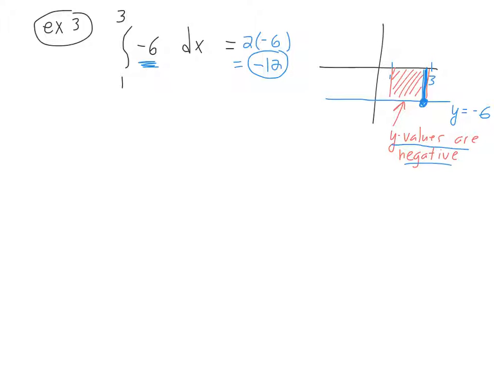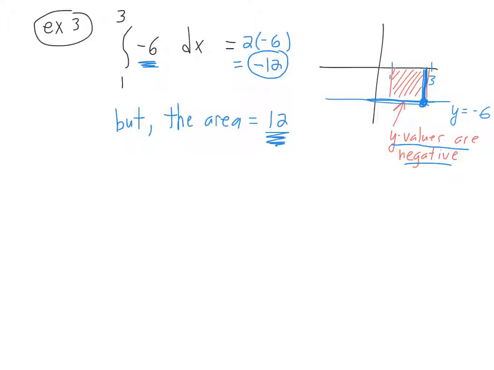However, the actual area of that region would just be positive 12. So we know we can't have a negative area. That wouldn't make sense. Area can only be positive, but because it's located below the x-axis, in the definite integral, it's going to show up as negative. Again, that's because the y values on the function here are negative.